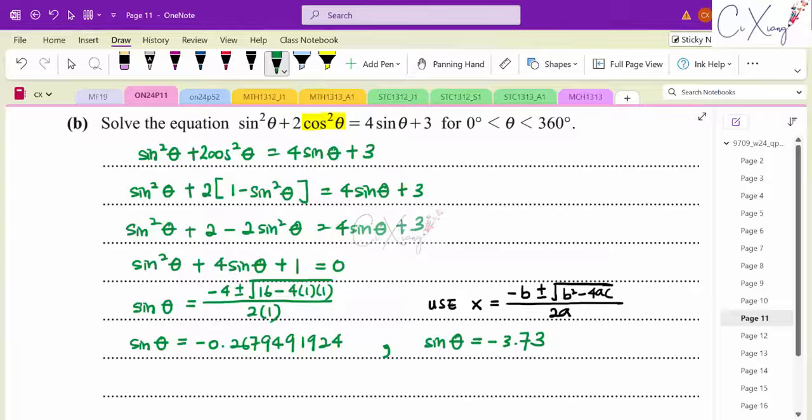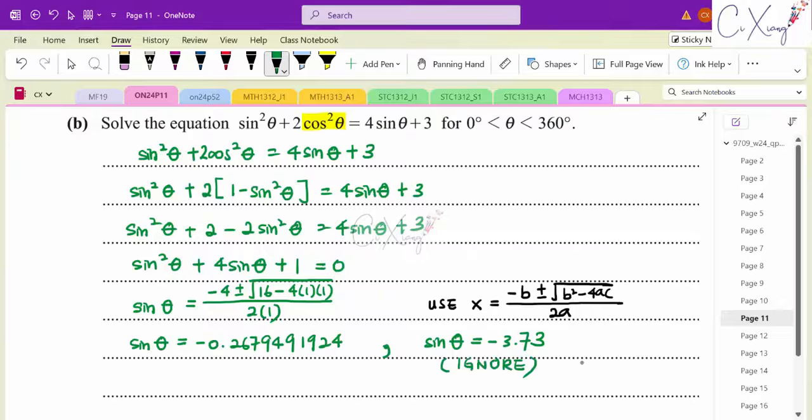Okay, so now we need to solve these two equations to get theta. Let's have a look at this equation first. Sine theta equals negative 3.73. The range for sine theta is between negative 1 and positive 1 only, right? So for any value that is less than negative 1, there will be no solution for sine theta. Therefore, we can directly ignore this part.